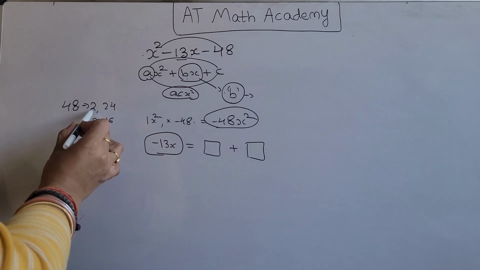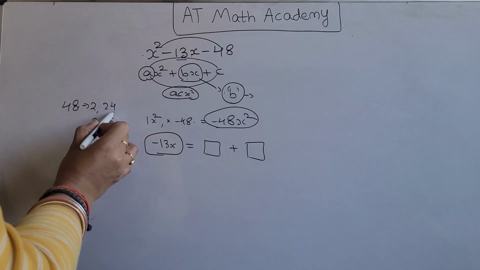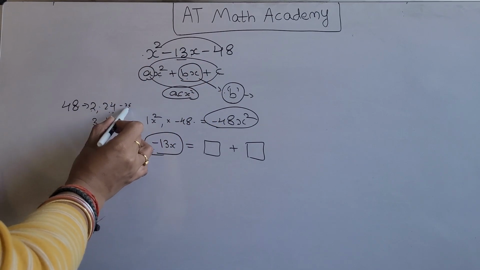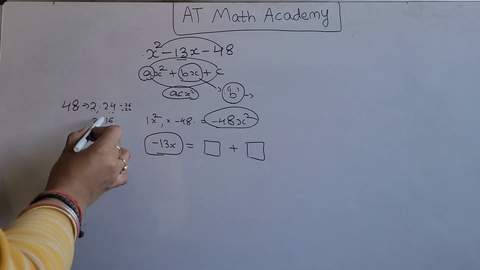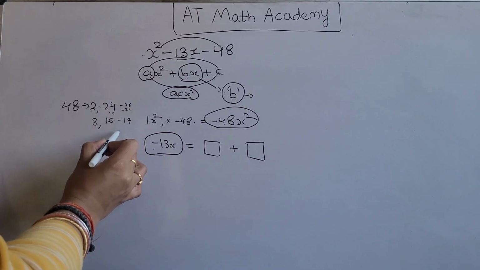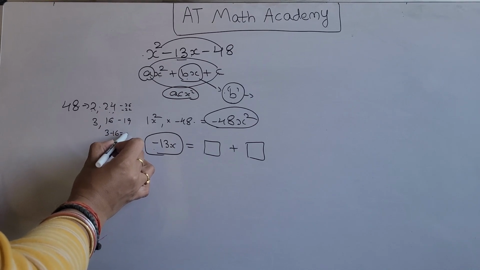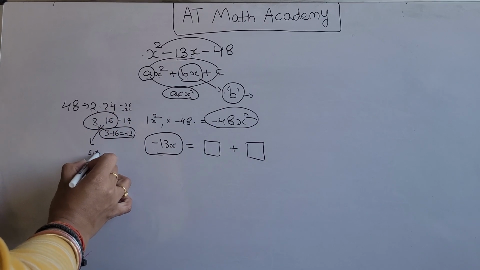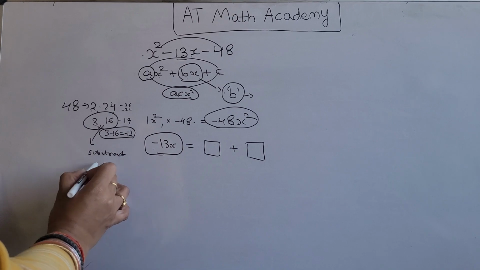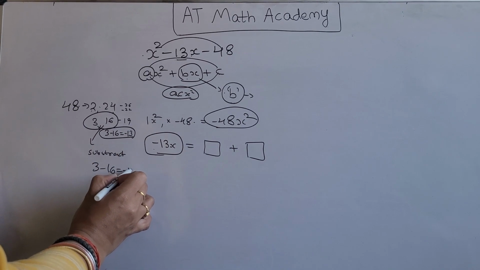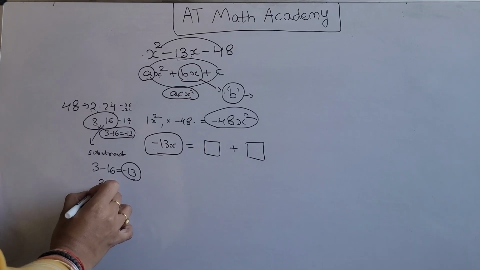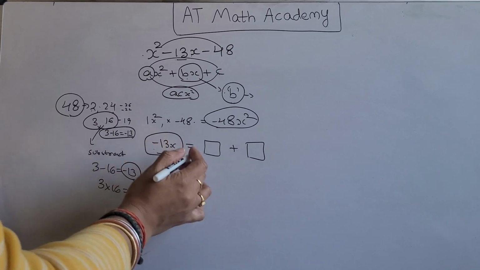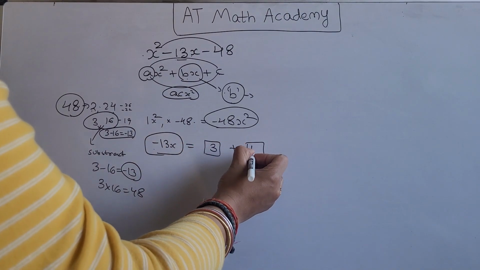Now you can check it out. You need to add or subtract these two numbers and see if you are getting 13. 2 plus 24 is 26, and 2 minus 24 is minus 22. 3 plus 16 is 19, but 3 minus 16 gives us minus 13. So when you subtract these two numbers, 3 minus 16, which is minus 13, you get the middle number, and when you multiply those two numbers you get the product, which is 48. So the two numbers here are 3 and 16.